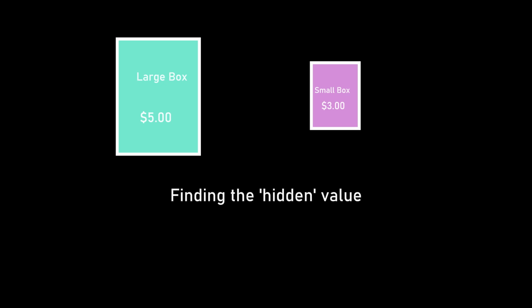Let's look at two options: a large box of cereal for $5 and a small box for $3. At first glance, $3 seems cheaper than $5, but if the $5 box is much larger, it might actually be the better deal. Unit pricing helps us find that hidden value.